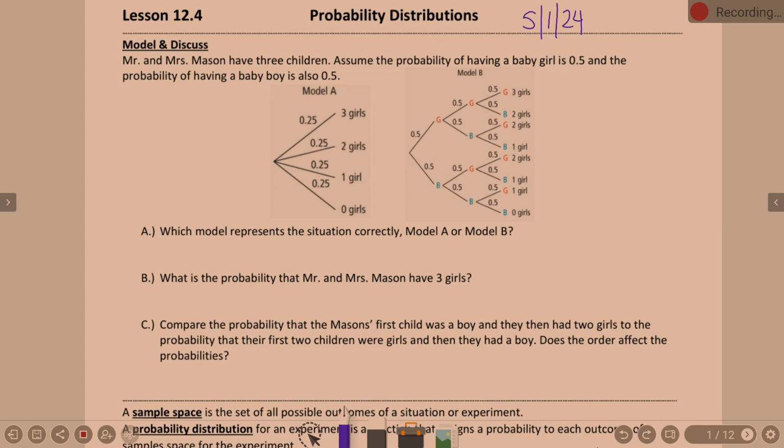The first choice is you're going to have either a boy or a girl. If you get a girl, what could you have next? Girl or boy. Okay, if you had a boy first, what could you have next? Girl or boy. And then with each of these, we have another option, yes?